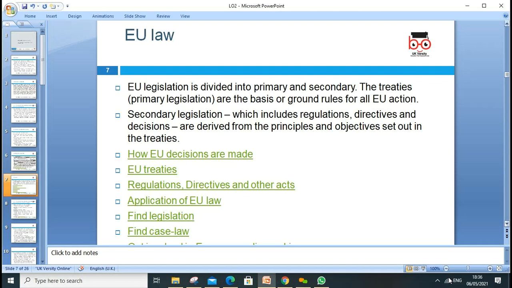The EU's unique regional priorities are set by the European Council, which brings the EU leaders together. Like we said, let's go to the next slide.